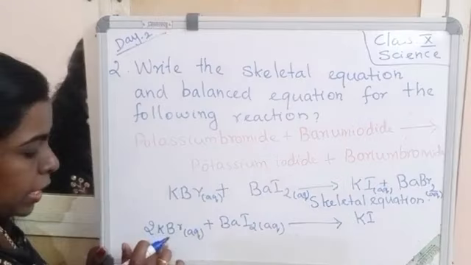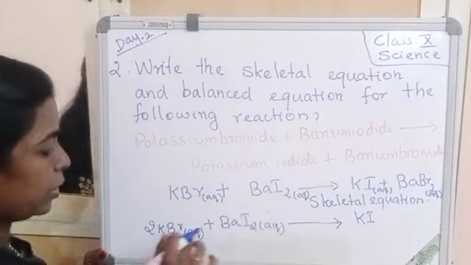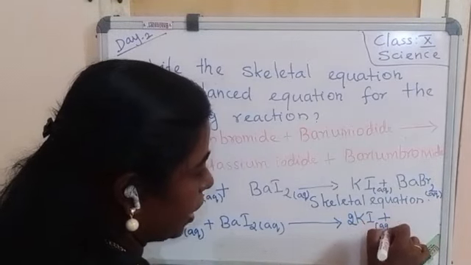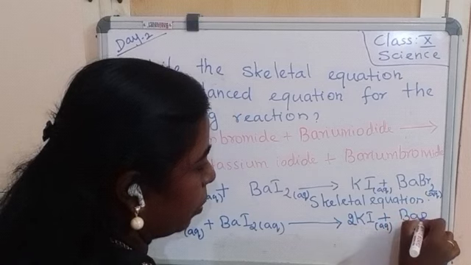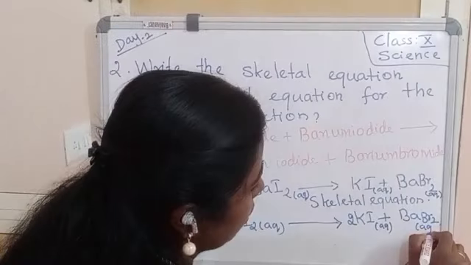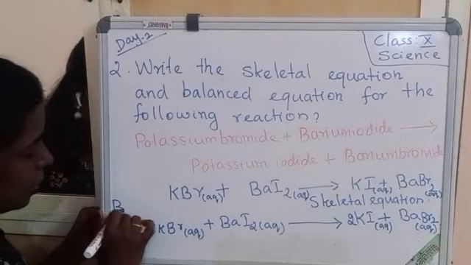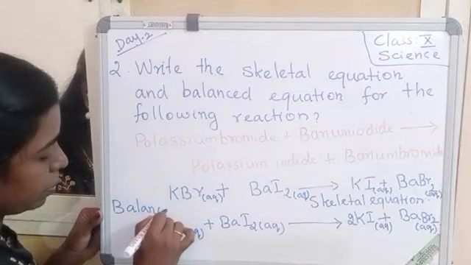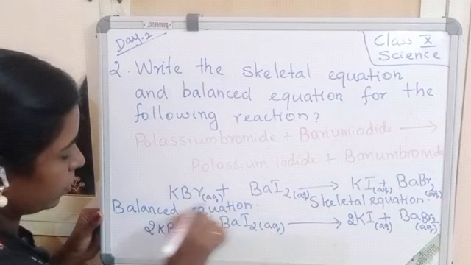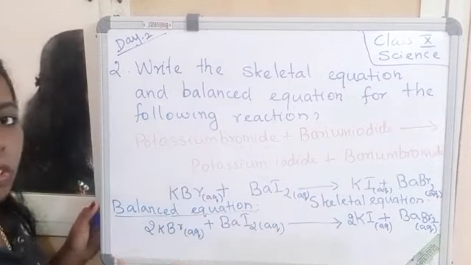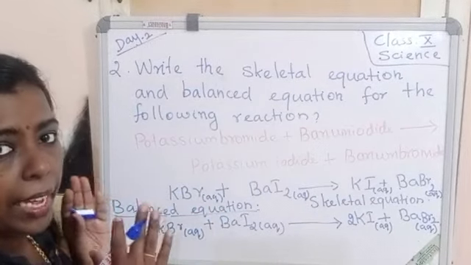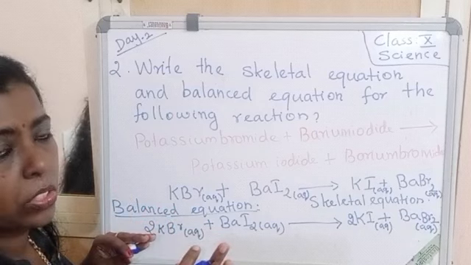2 moles of potassium, 2 moles of iodine, so 2 KI, also in aqueous condition. Then barium bromide, BaBr2, is also in aqueous condition. This is the balanced equation of this reaction. We see on both the reactant and product sides, the mass of the reactants and products is equivalent.